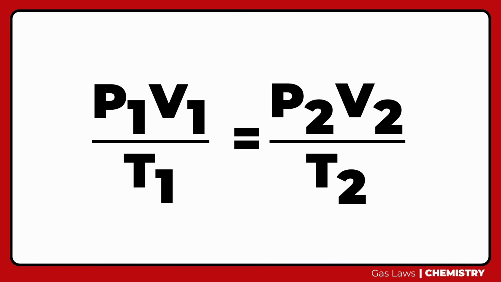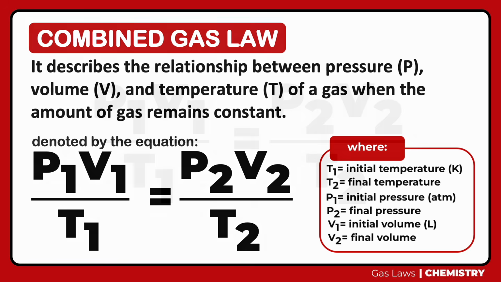Instead of studying how only two variables change at a time, the combined gas law shows how pressure, volume, and temperature of a gas change together when the amount of gas stays constant. This allows us to predict how a gas will behave when any of these three variables change simultaneously. In short, the combined gas law summarizes and unifies the relationship described by the individual gas laws into one equation, making it easier to understand and calculate the behavior of gases under different conditions.